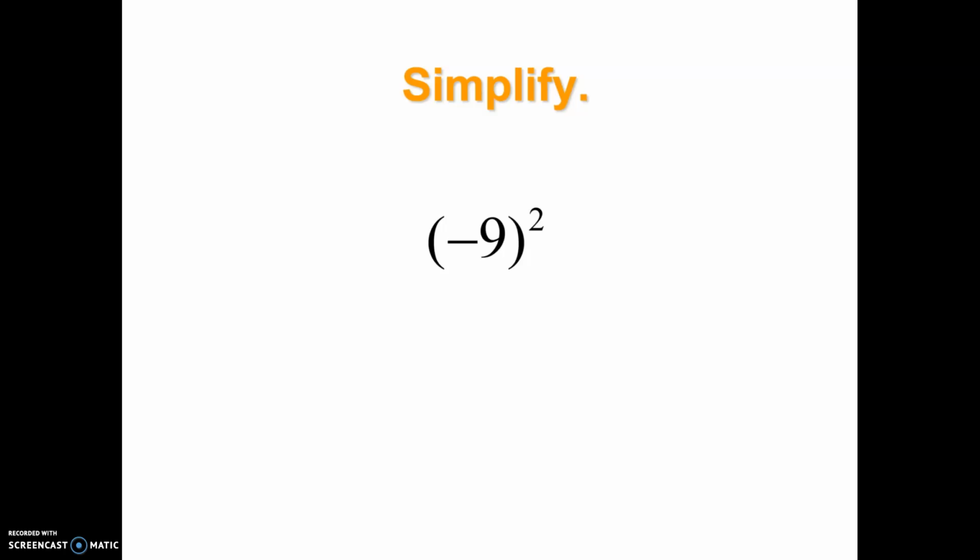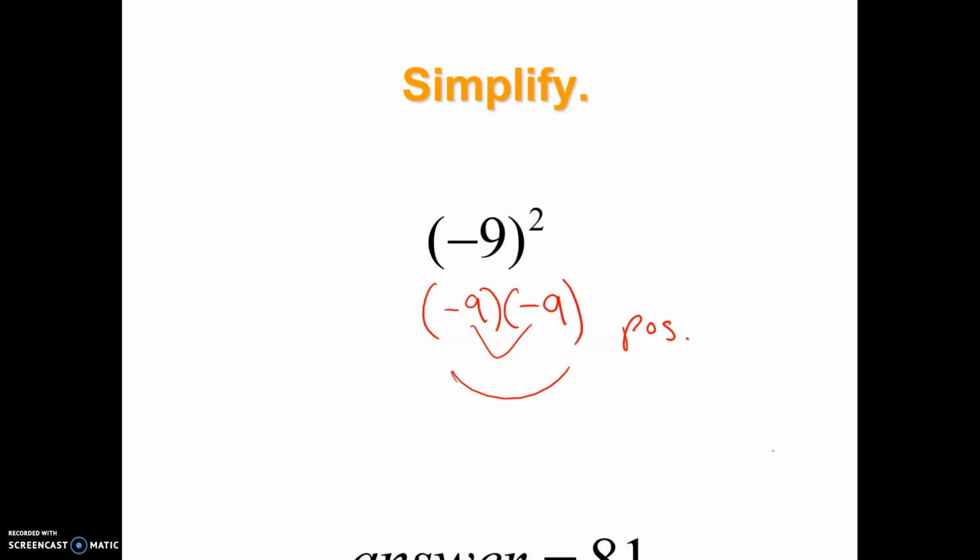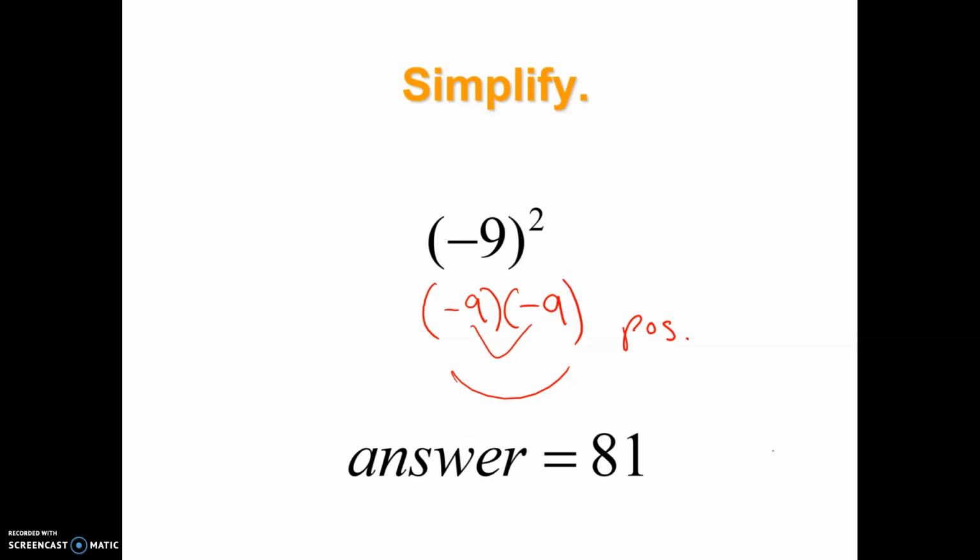All right, another exponent one. I bet you can do this one in your head. But if you can't, that's okay. We write it in expanded form. Notice it's glued to the parentheses. So 9 times 9 is 81. Same sign, positive. This kind of looks like a face, doesn't it? Yeah, totally. So we get 81.